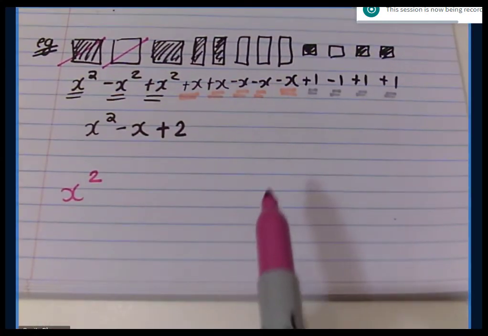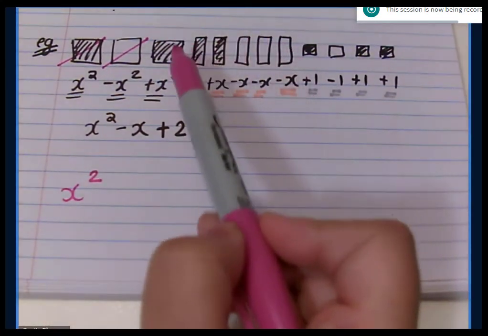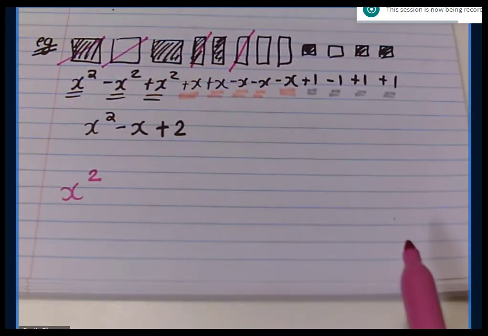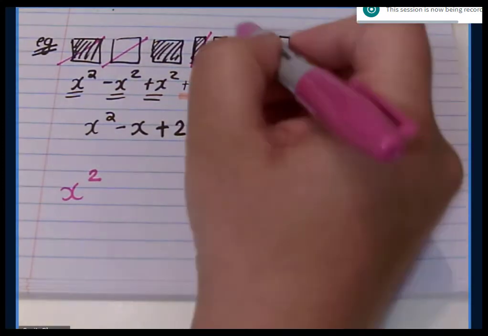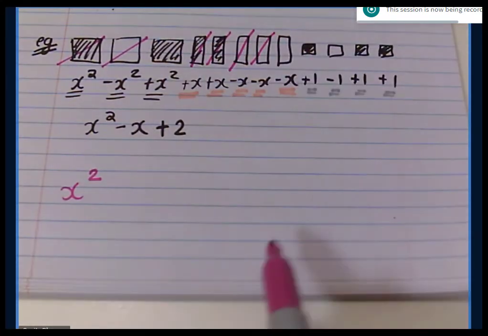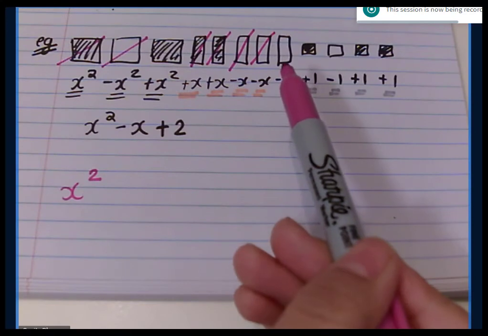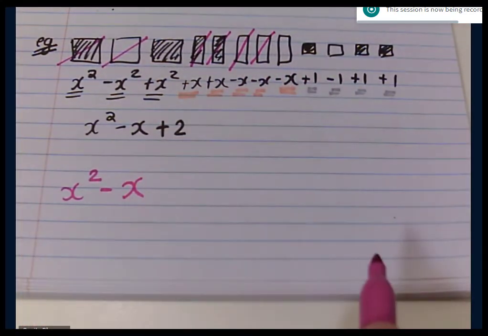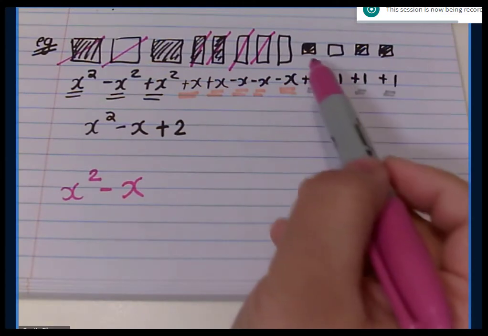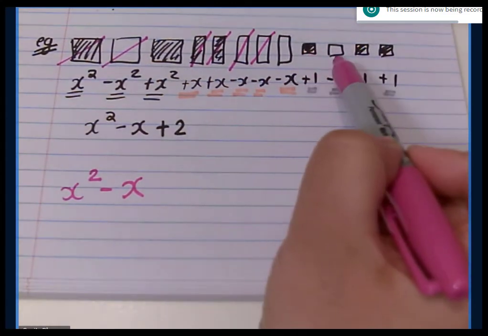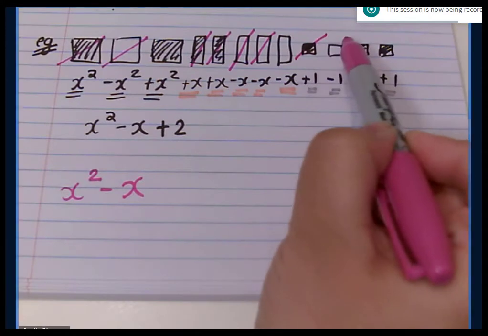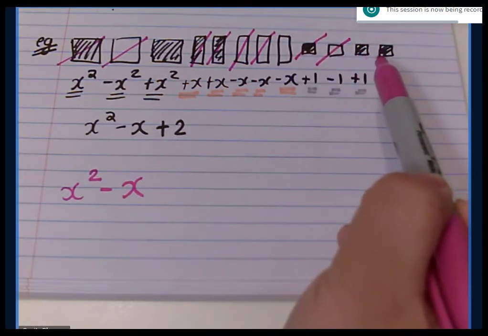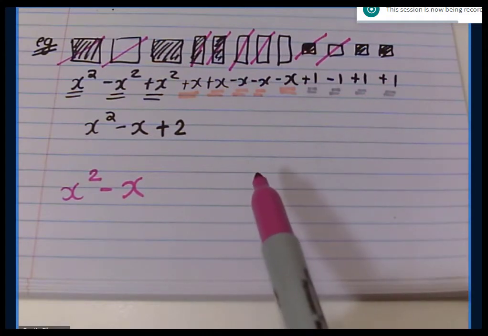Then we have 5 of the x tiles. So again, a positive is going to cancel out with a negative. And this positive is going to cancel out with this negative. And you're just left with a negative x. And then we'll look at our little squares. So again, plus 1 minus 1 is 0. So we'll cancel that out. And then we're left with a plus 1 plus 1, which is equal to 2.